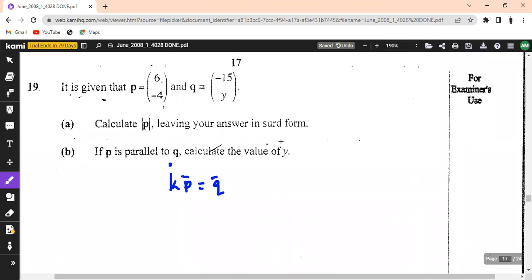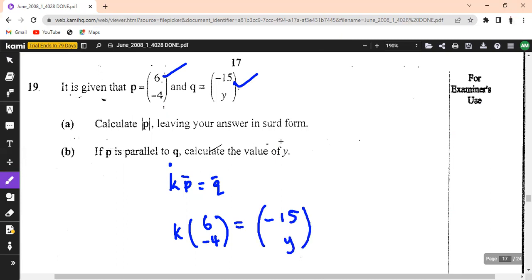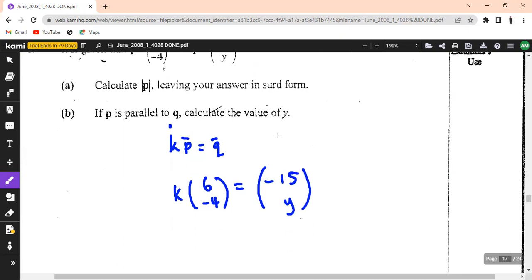Okay, so what does this mean? It means k times P. This is your vector P here, which is (6, -4). You equate that one to vector Q. This is your vector Q, which is (-15, y), like this. Okay, so what have you done? You have formulated an equation.